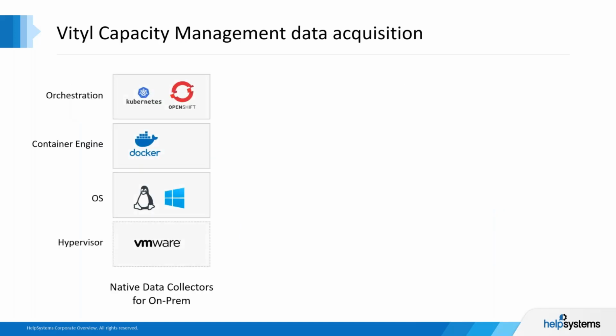So what we provide here, we have our native data collectors for on-prem usage. So we pick up data from the hypervisor, VMware. If you're running containers on VMs running in VMware, we do the OS level monitoring through Linux and Windows data collectors. You have the container engine in Docker that we monitor, so we provide data from the Docker API. And we also have out-of-the-box integration with Kubernetes and OpenShift to get the orchestration data and to put the pieces together in that way.